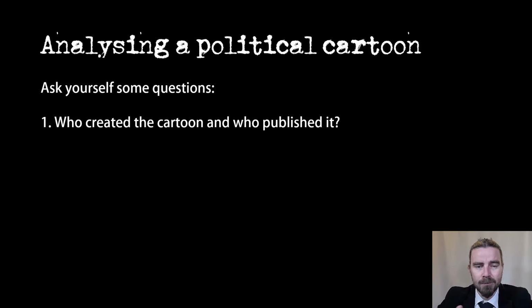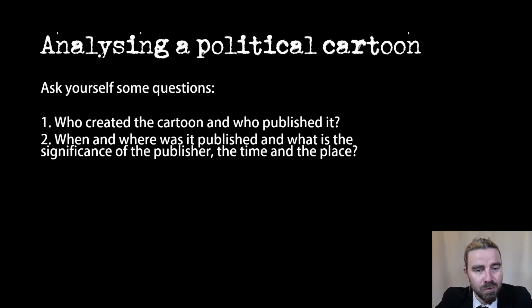right wing. Anyway, question 2 you should ask yourself: when and where was it published, and what is the significance of the publisher, the time and the place? Remember, you've got to take into account when it was published. It's a common mistake when we're thinking about things from history to use our modern brain to understand something historical, but we need to place that cartoon, that source, in its context. If the cartoon was made in the 1970s, what was going on in the 1970s that might change how people interpret that cartoon or that source?